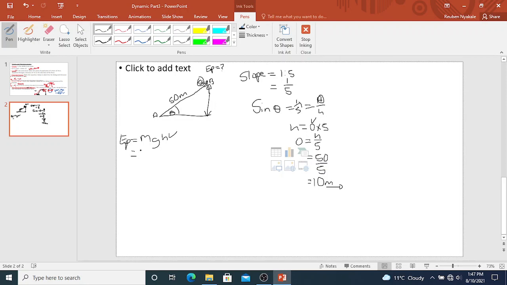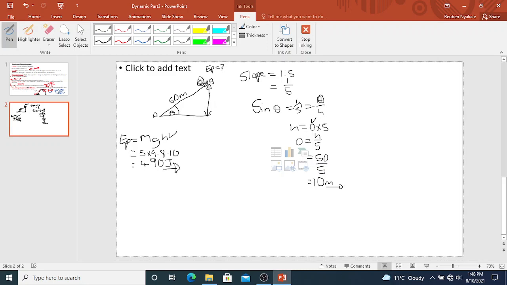Now it will be 5 for the mass of that stone, multiplied by gravitational 9.8, multiplied by 10, the height. We managed to calculate the height. Then our answer would be 10 multiplied by 9.8 multiplied by 5. Then we get 490 joules.